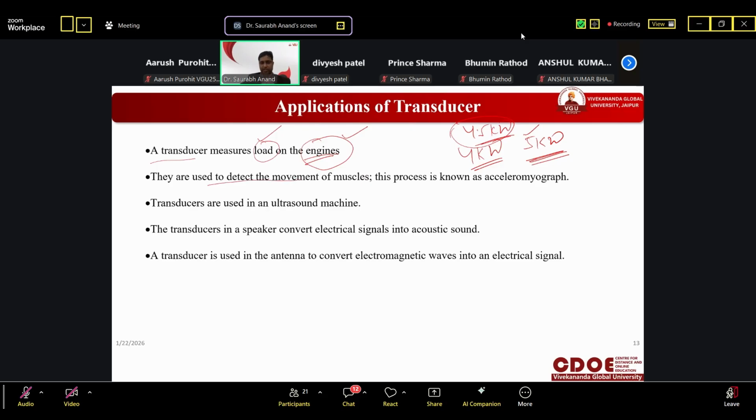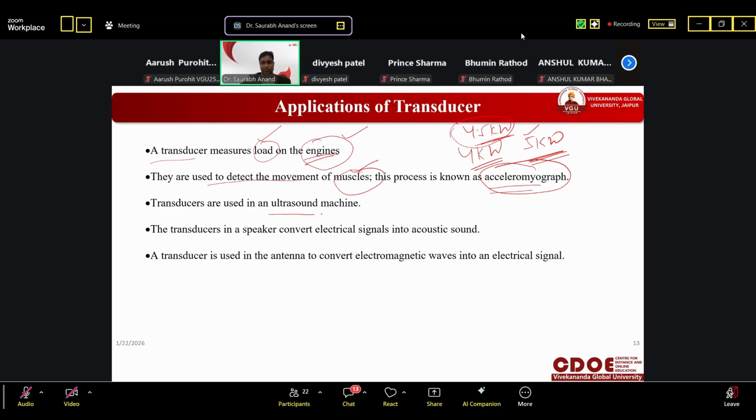They are used to detect the movement of the muscles. If muscle is moving, okay, so what is the movement in the muscle? So it can be processed, and it is done by acceleromyograph. Okay, so this is used to get the movement in the muscle, whether the movement is there in the muscle or not. If there is the movement, then how much? Okay, so we can see that.